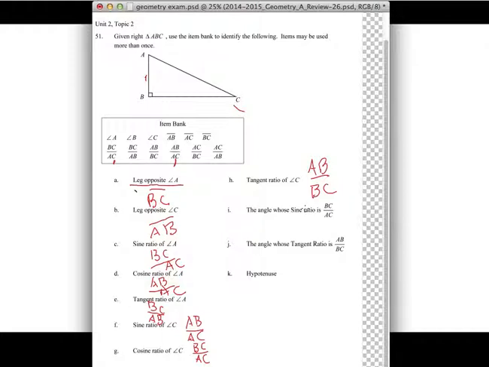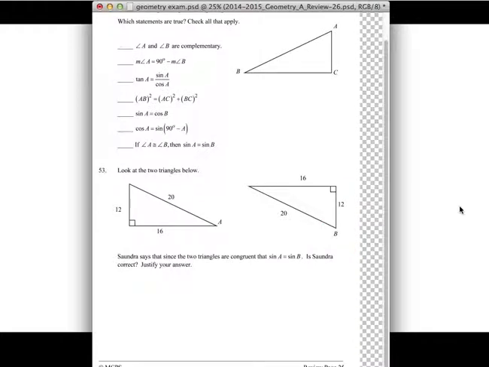Then the angle whose sine is BC over AC, you know this is the opposite, right? So opposite of BC, right here, is going to be angle A. The angle whose tangent is AB over BC, then this is opposite over adjacent. So opposite, that's AB, is going to be C. Then the hypotenuse is going to be AC. Put a bar over it. When you say a segment, it's going to have a bar over it. So we're going to go to the next page.